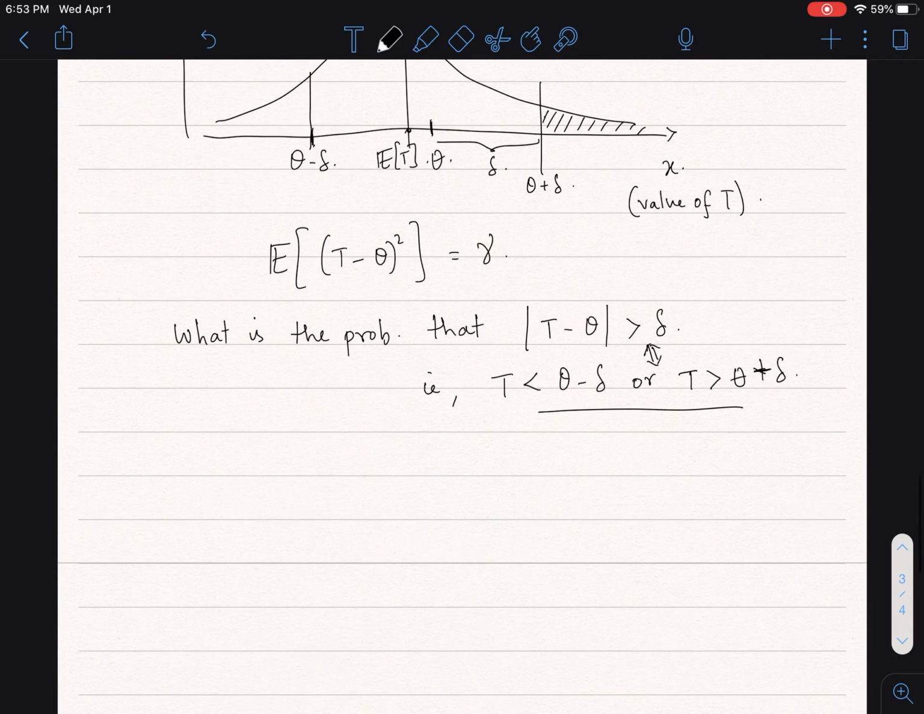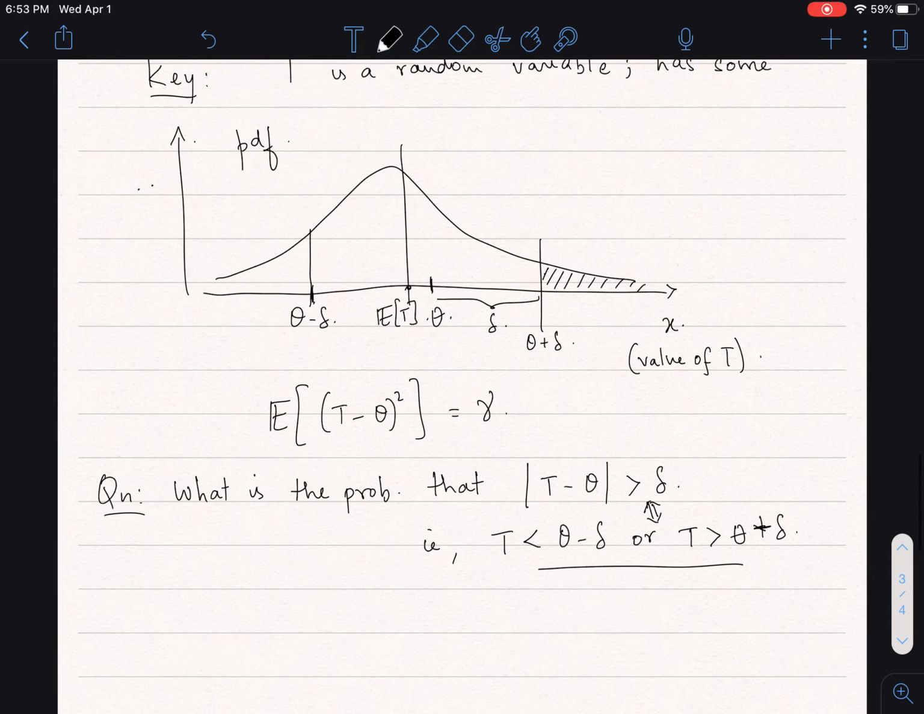Okay, all right. So this is the question that I would like to answer. What is the probability that the absolute value of t minus theta is more than some delta, which I fix appropriately?